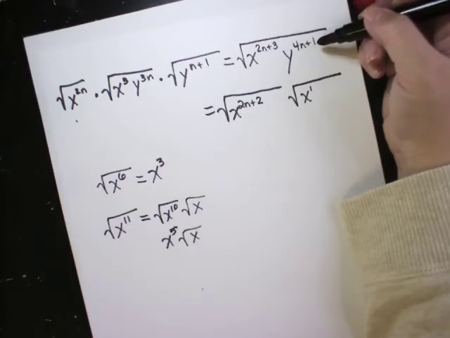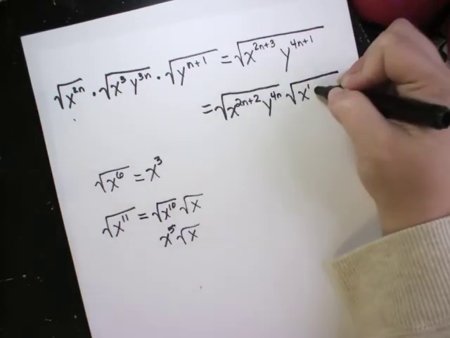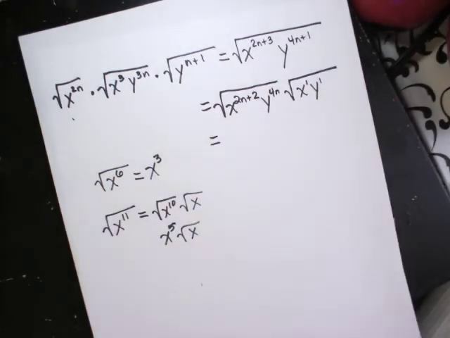y to the 4n. Yes. y to the 4n. And then over here, what do I have? The y, plus that 1 that I took off. Okay? Everyone with me still? Totally. Yeah. Yes. Okay.